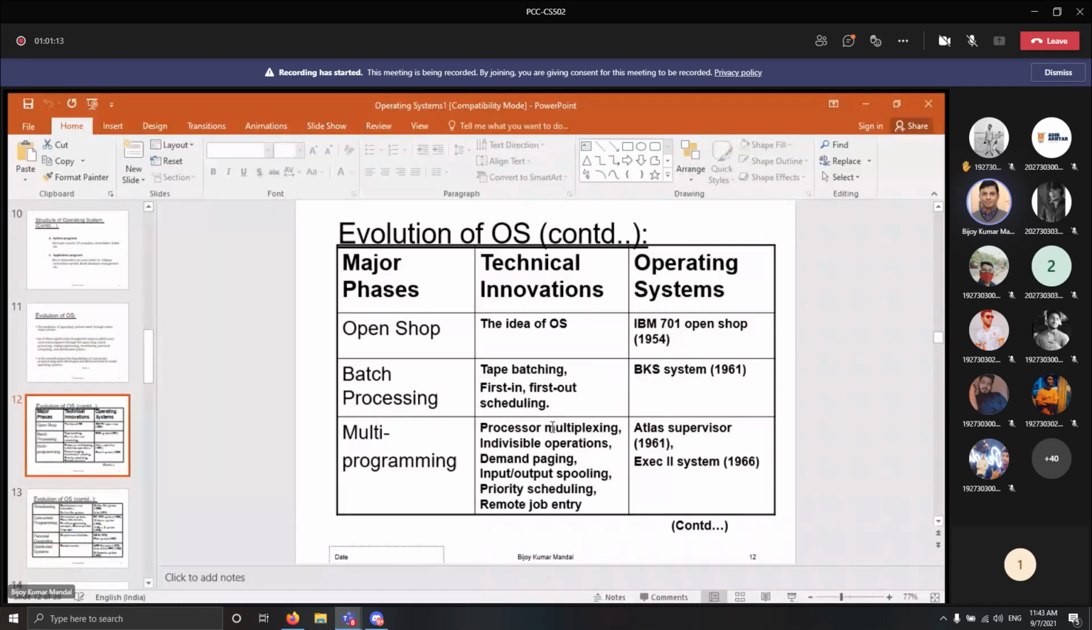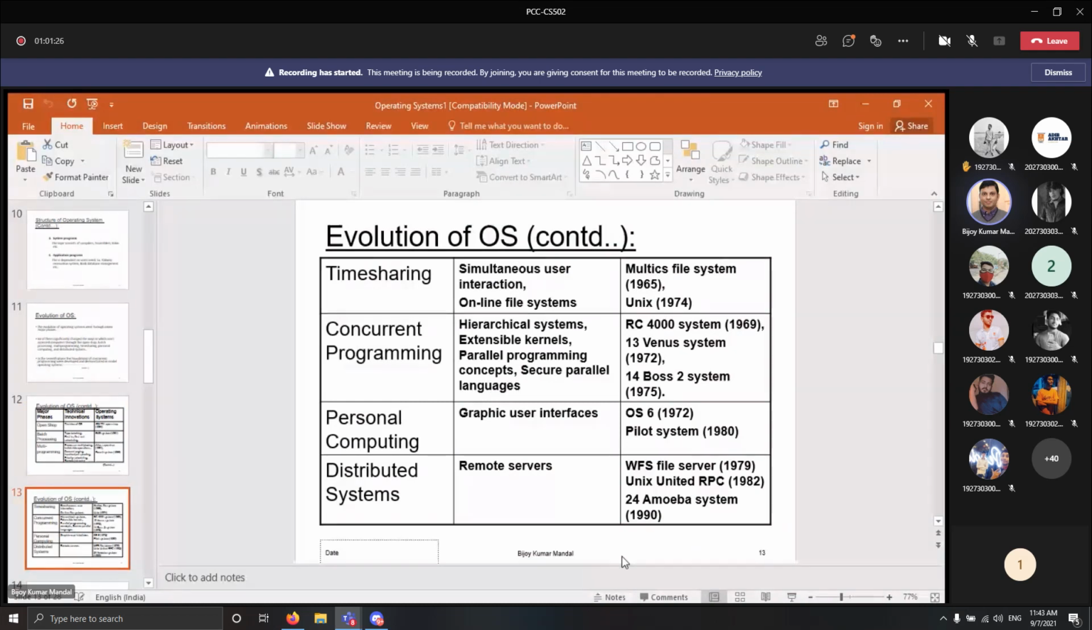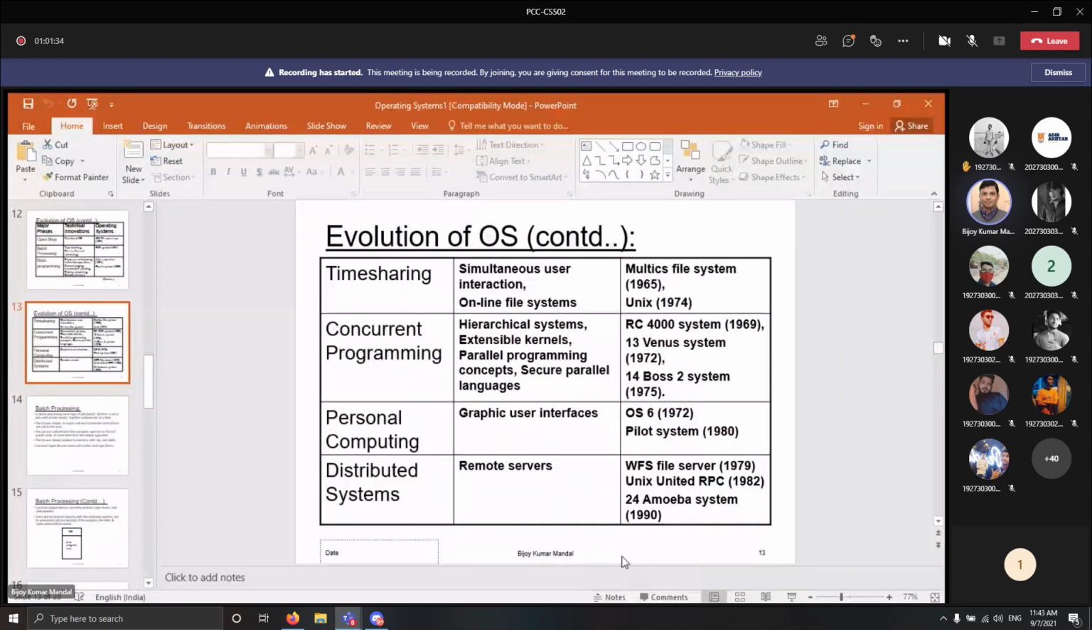Now there is a flow chart: what the idea was, who invented it, batch programming, multi-programming, time sharing operating system, concurrent programming, personal computing, distributed system. These were designed by different companies and all are given in it in tabular form. If you have any query, you can ask right now or anytime.